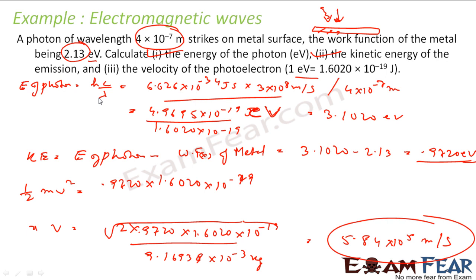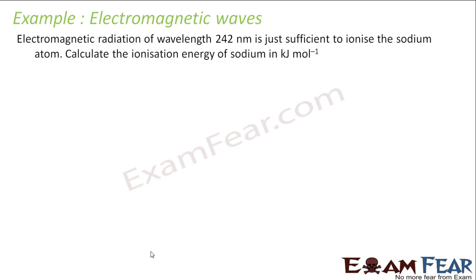Easy only. See what we have done. We found the energy of the photon in eV. This much energy we gave. Out of this energy in eV, a part is used by the metal to kick out the electron. That's the work function of the metal. So the balance energy is the kinetic energy, right? And then I found the velocity of the electron.